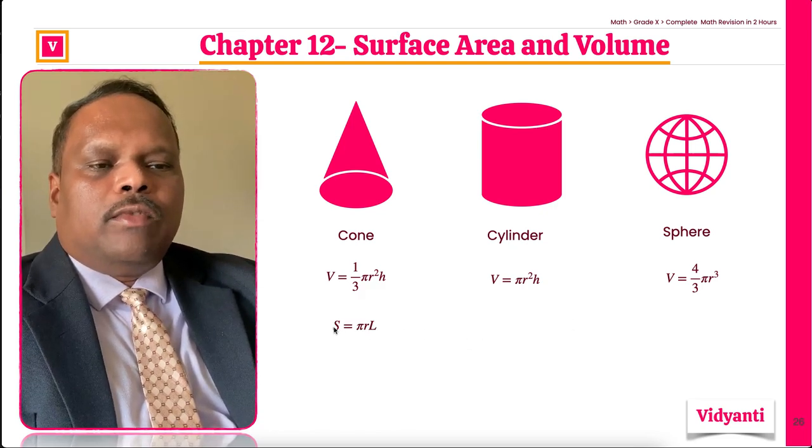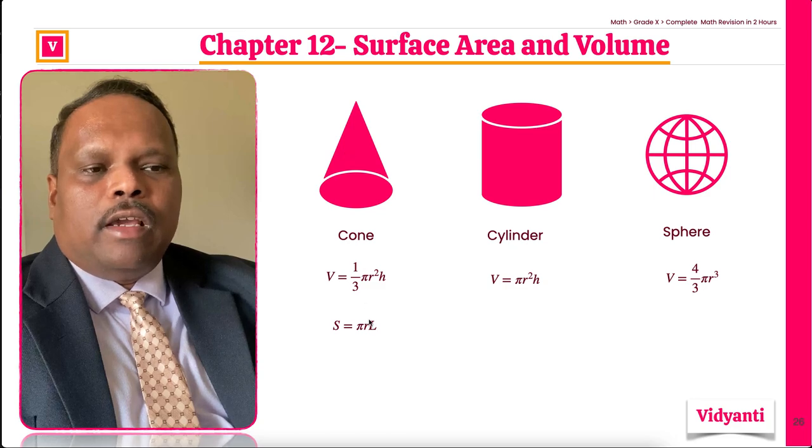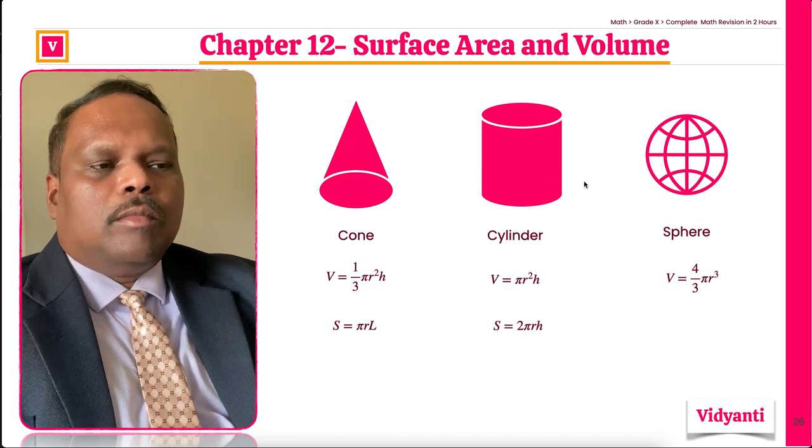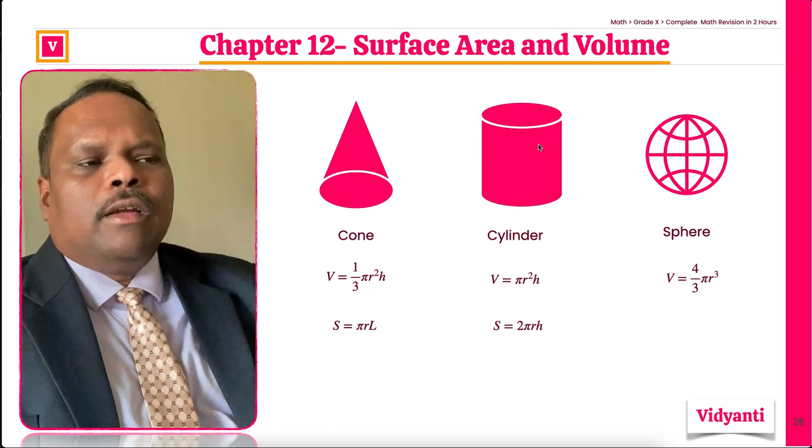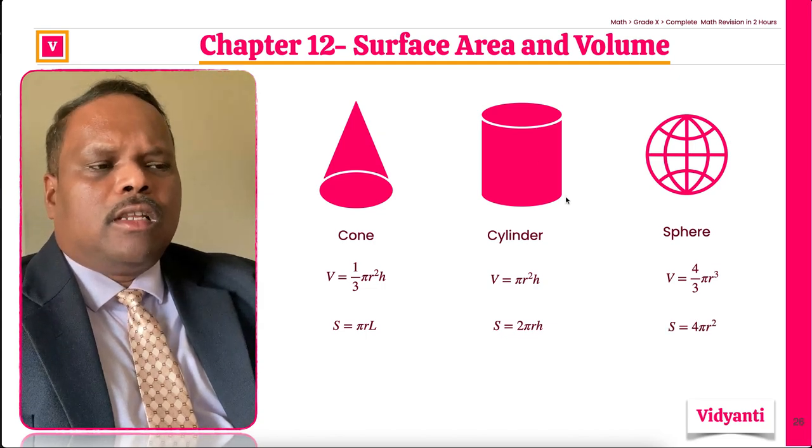As opposed to that, if they ask you the surface area, for the cone it is pi r L, where L is the slant height. For the cylinder it is 2 pi r h, which is circumference times height. Basically it's like a rectangle when you open it. And the sphere is 4 pi r square. These are the formulas you should remember.